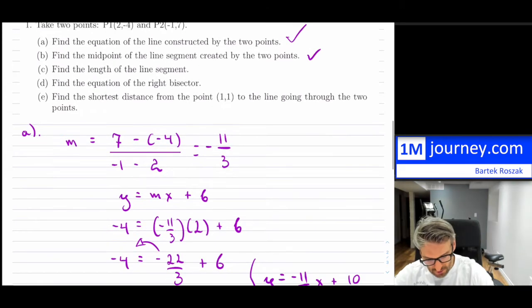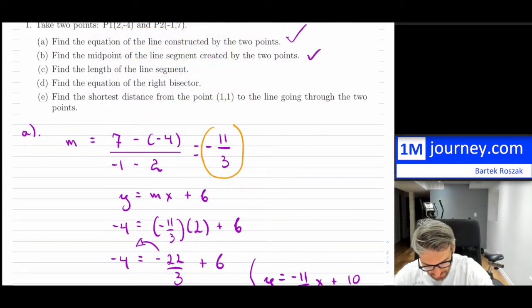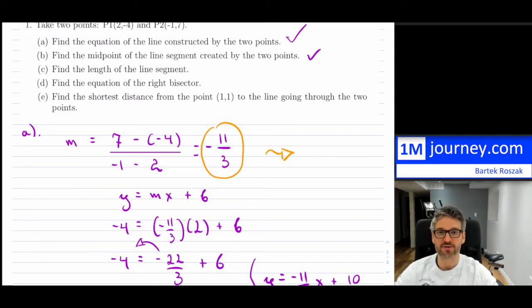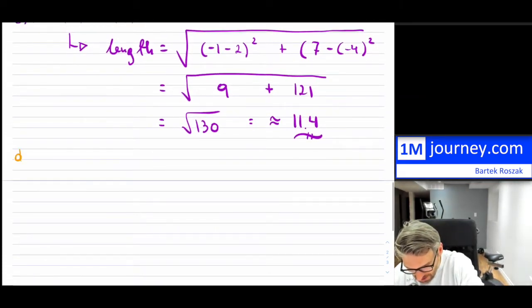Now, we know the slope. All right, so here's our slope. So for the right bisector, the slope is simply the negative reciprocal. So if you take the negative reciprocal, it's going to be 3 over 11. The negative is gone because you're taking the negative reciprocal. So that's our slope, okay? So now this is going to be part D. So our slope is going to be 3 over 11.